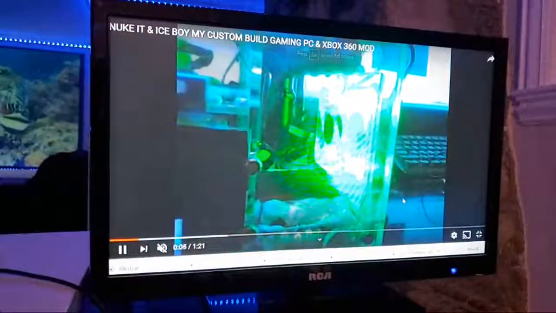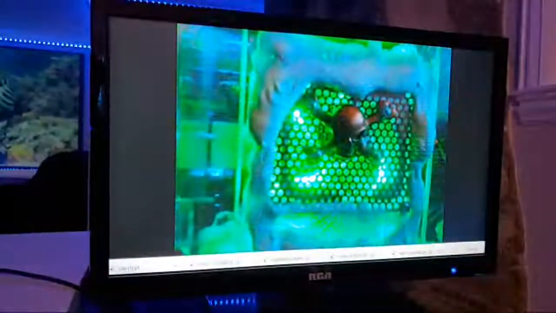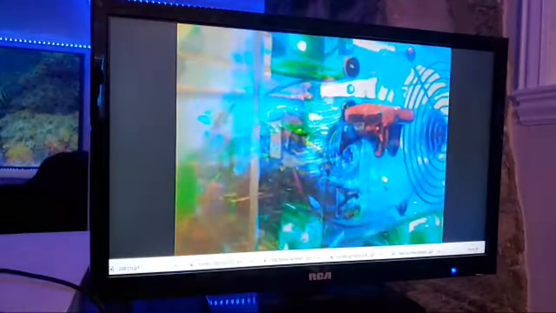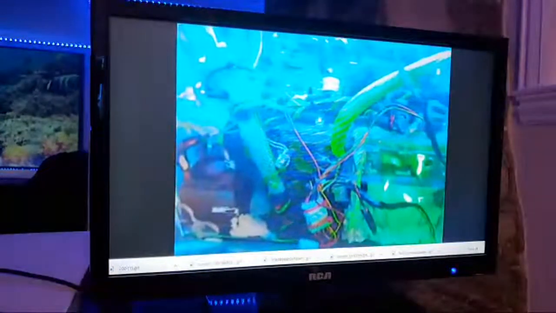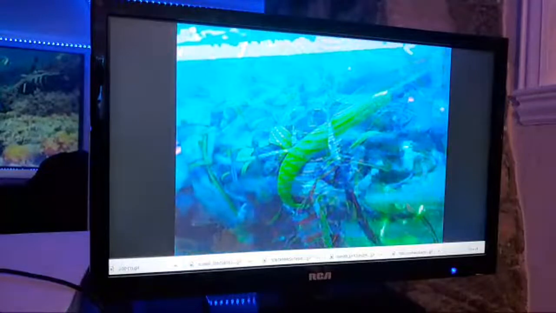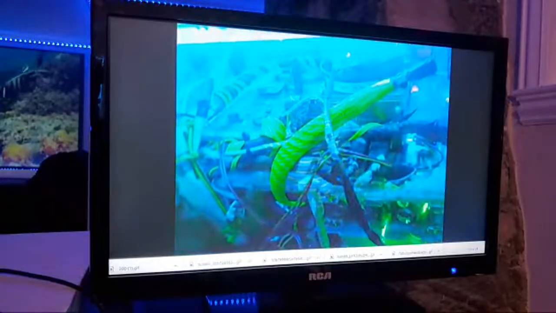I decided that basically I couldn't use the case anymore. It was too small. It was overheating. It was burning out my systems. So I built my own case for my own Xbox 360. That was the case for it. I took a UFO box, a clear acrylic box, and I basically rewired the Xbox 360 into it.